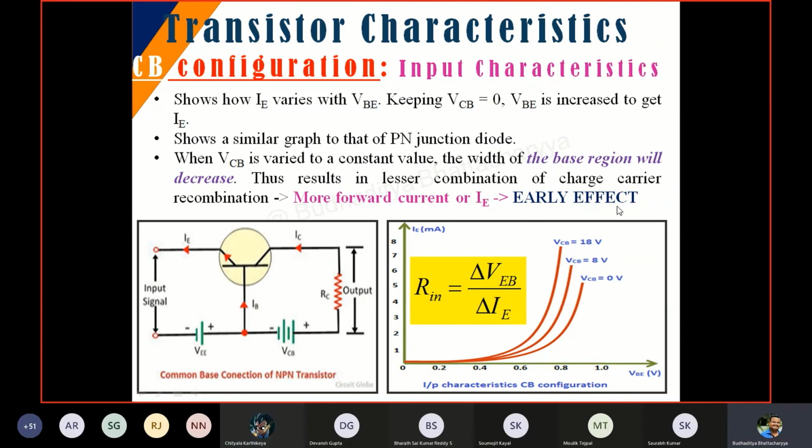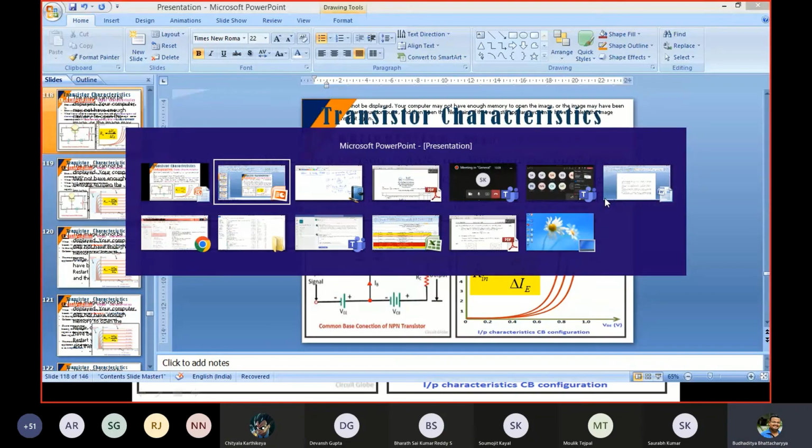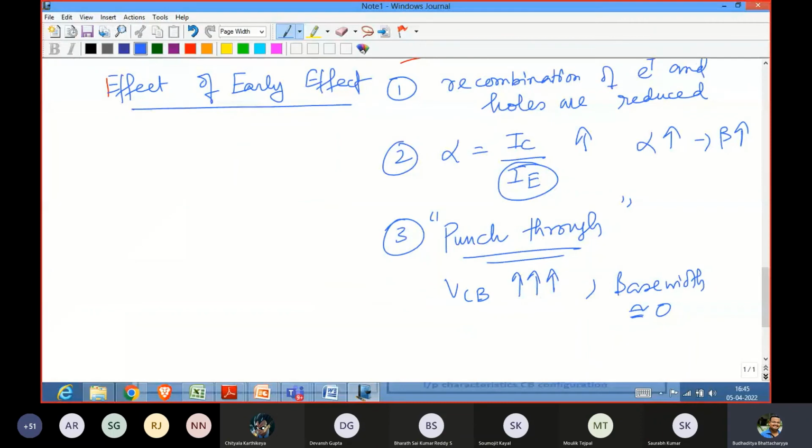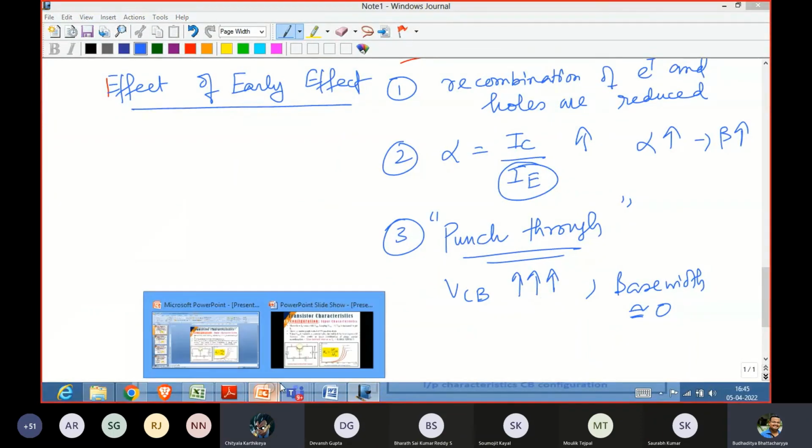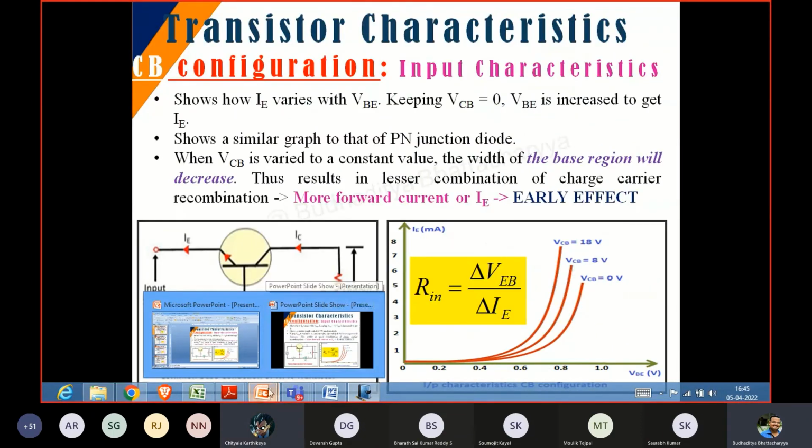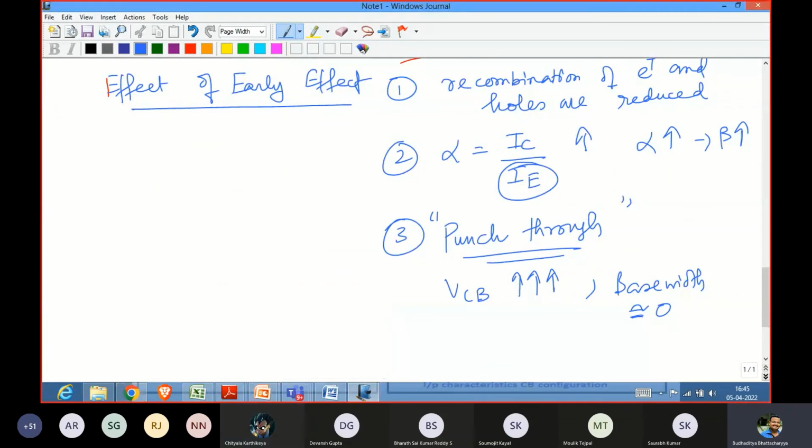Sir? Understood? Yeah, please. In your previous PPT, what is you're saying here? In your handwritten. This one only. Okay. Yeah.